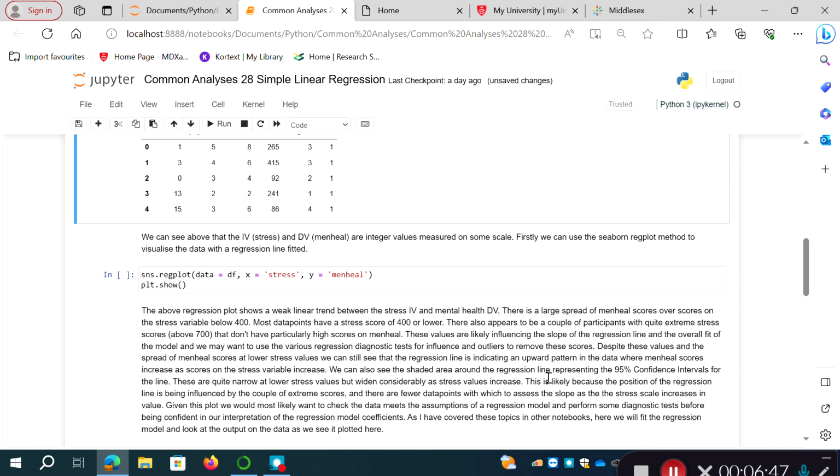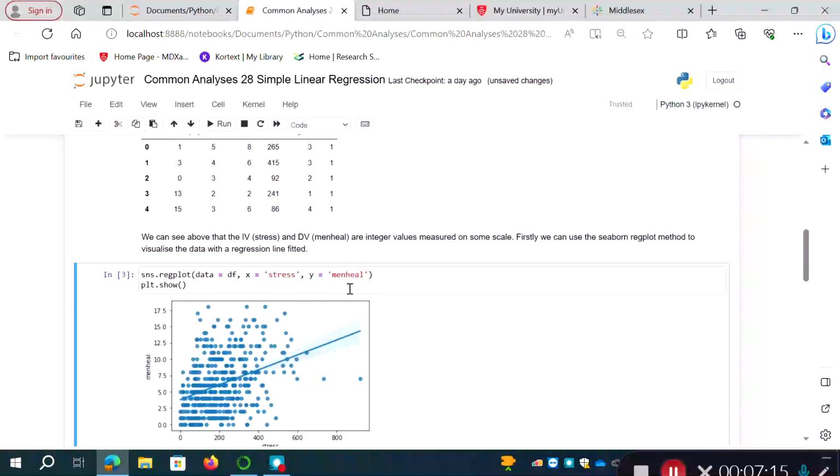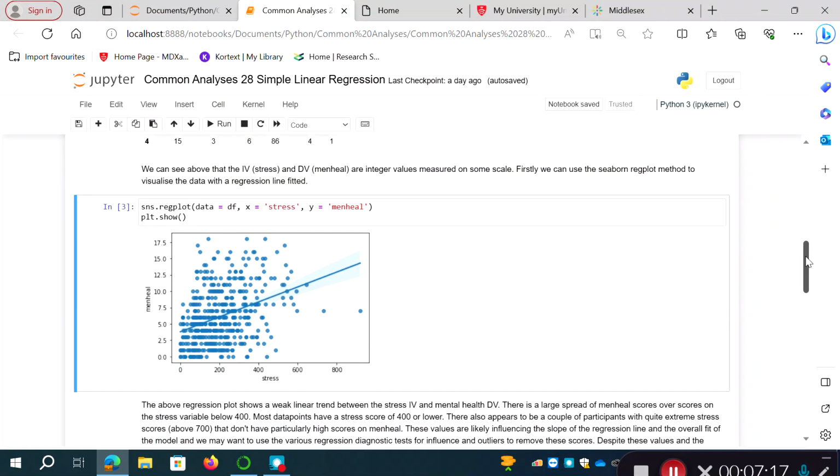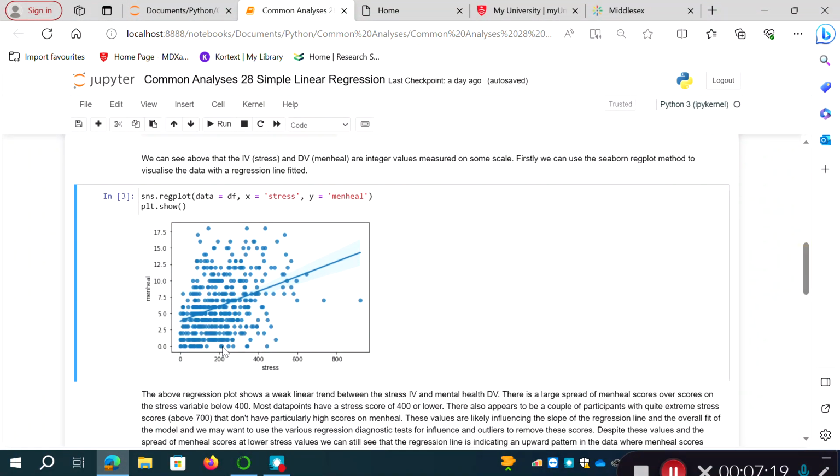So first of all, I'm going to use the seaborn regression plot method to visualize the data, and this will give us a regression line fitted so we can see what it looks like. To do that, I'm going to call seaborn, so sns.regplot, and I'm passing in the following arguments. I'm specifying the data is our data frame, the x-axis variable is stress, and the y-axis variable is mental health.